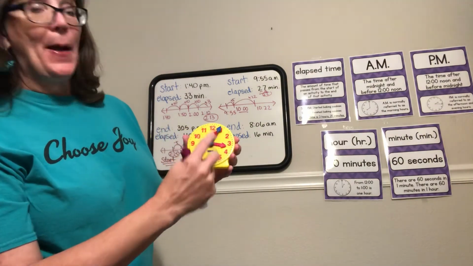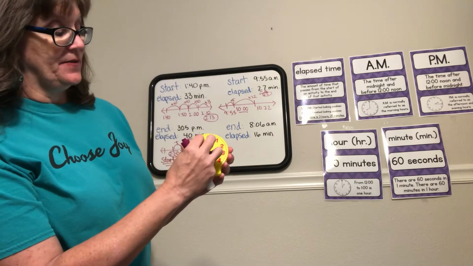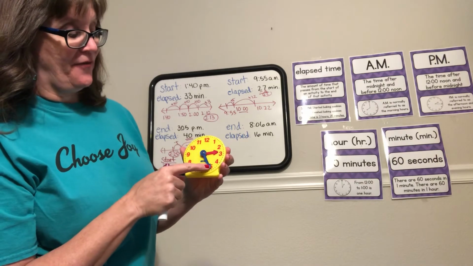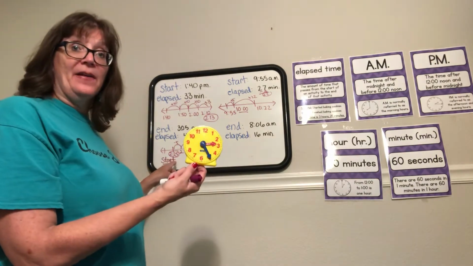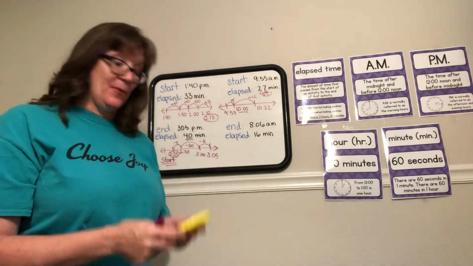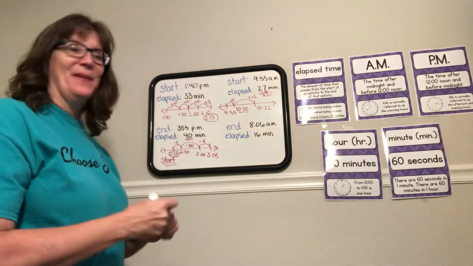So I could just count backwards on the clock by fives. 5, 10, 15, 20, 25, 30, 35, 40. And I am at 2:25. So you can use a number line or an analog clock for any of the problems. Okay, we have one more in here before we get to our story problem.